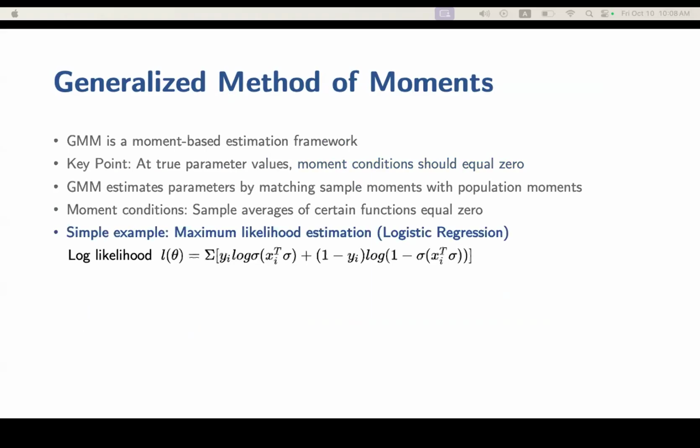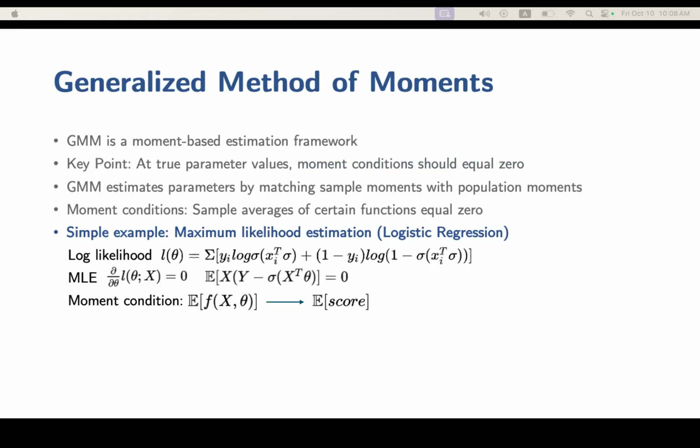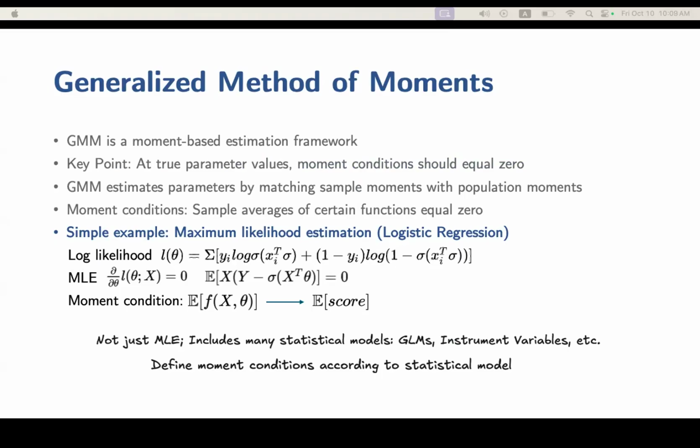And so I'm going to give a very toy example. So let's take MLE for logistic regression. So we want the gradient to go to 0. If we explicitly write this out, we have what's on the right-hand side, which is that the expectation of the score function needs to go to 0. And the moment condition for logistic regression is exactly this function. So it's the score function that needs to go to 0. And so we need to define moment conditions according to whatever statistical model that we're interested in. And GMM not only accounts for MLE, but includes many statistical models.